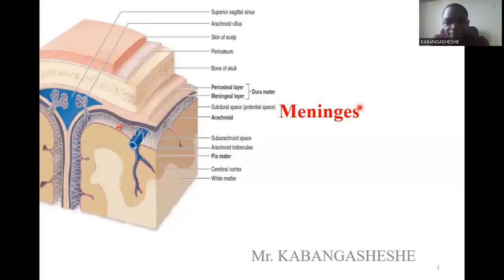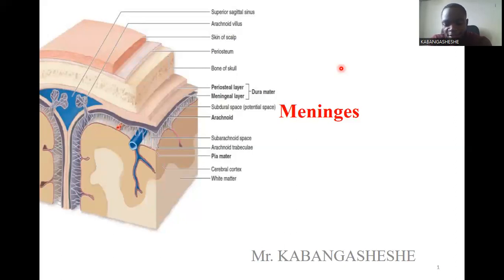All right, welcome. So in this discussion, we're going to focus on the meninges. In the other discussions, we looked at the topography of the nervous system, just looking at the surface features. We talked about the lobes of the brain, the parts of the brain. We also looked at the spinal cord and also the division of the nervous system. Now we're looking at the meninges.